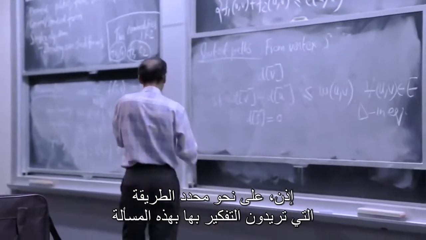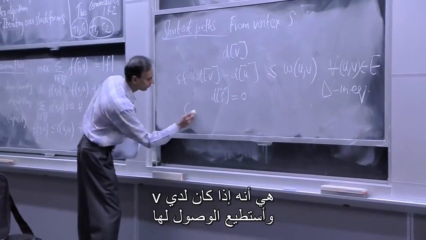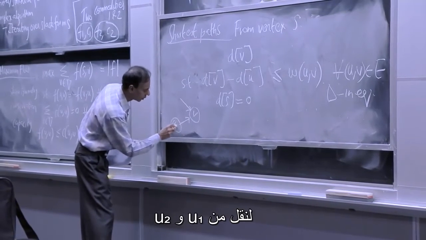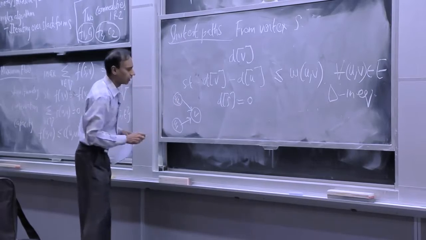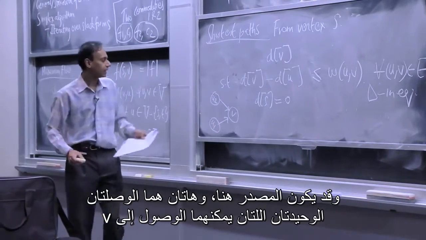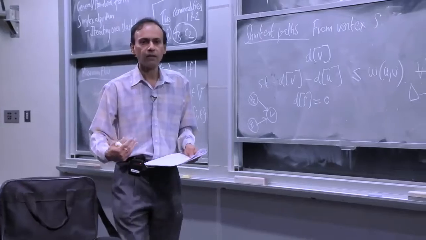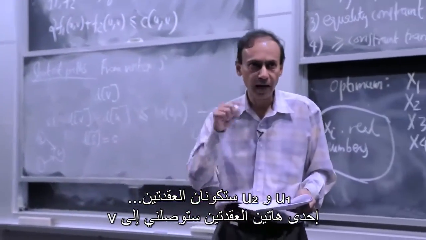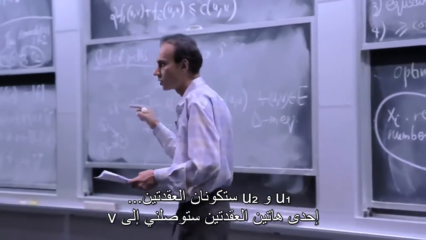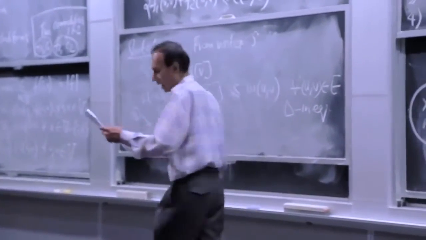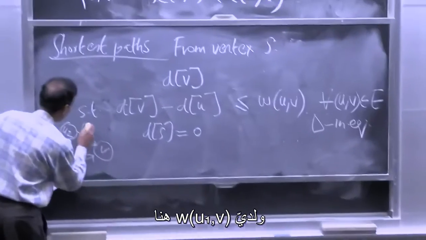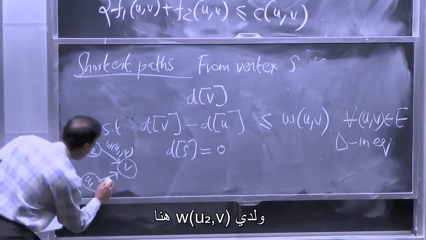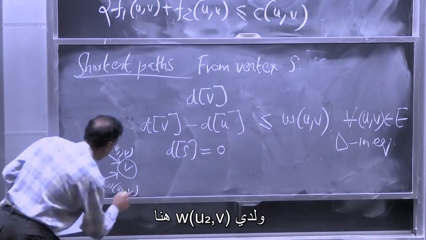So the way you want to think about this is that if I have a V and I can get to it from, let's say, U1 and U2, and maybe the source is over here, and these are the only two edges that can get to V. So I'm just looking at a fairly limited setting. One of these two is going to get me to V. And I've got WU1V here, and I've got WU2V over here.